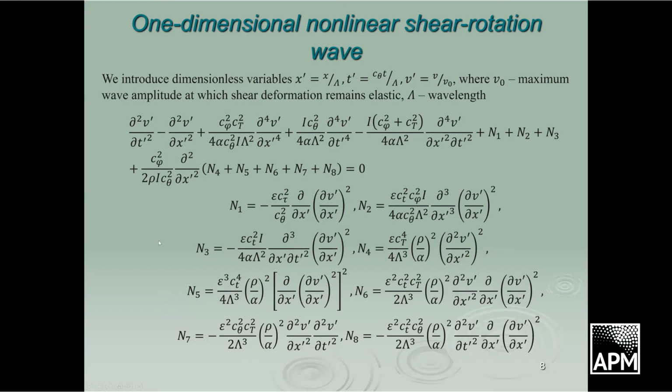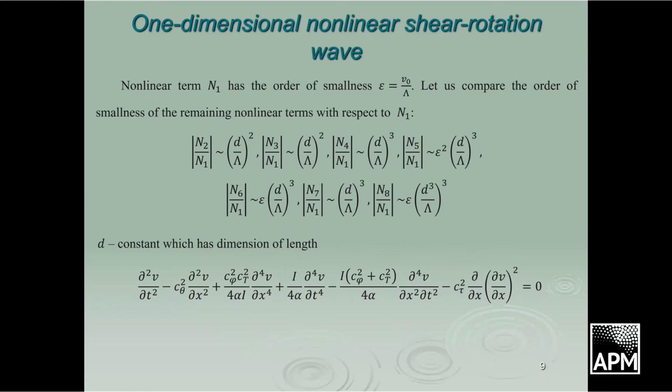And let us assess the order of smallness of these nonlinear terms. Let us suppose that the nonlinear term n with index 1 has order of smallness epsilon, and based on this we compare the order of the rest of the nonlinear terms. And we came to the conclusion that the rest of the nonlinear terms have significantly higher order of smallness, and that is why we will neglect them for further analysis. If we return back to the initial dimensional variables, the evolutionary equation can be written in the following form.